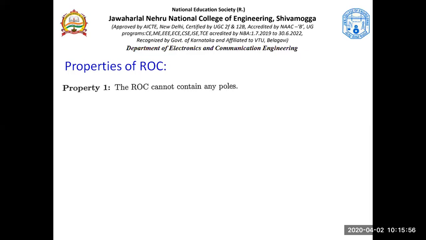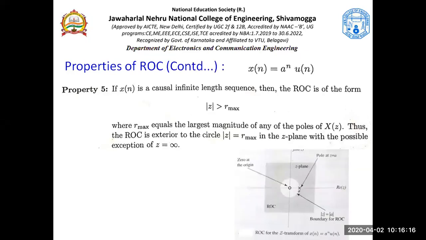See, the first property of ROC says that the ROC cannot contain any poles. The very first property says ROC cannot contain any poles. That means when we mark our poles, that pole cannot be within the ROC. It can be there on the boundary. I'll just show you that with a figure, you'll understand. This is the pole we have marked, and this is the ROC. The shaded part is ROC. This is the example that you have seen. This is the ROC plot for positive time exponential.